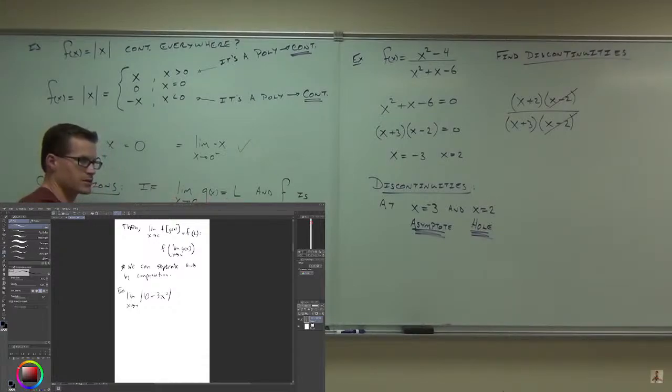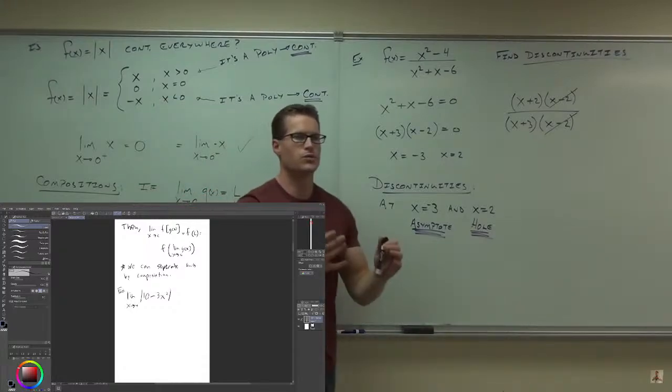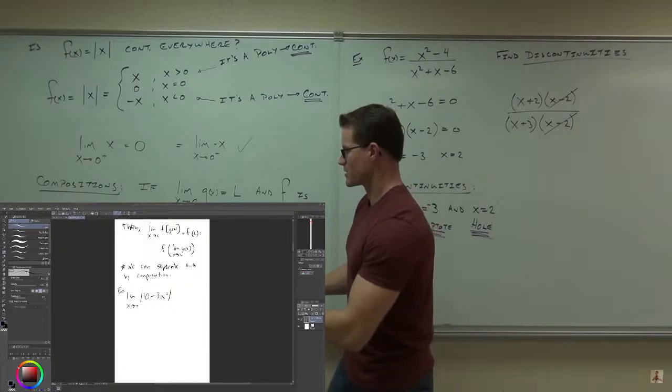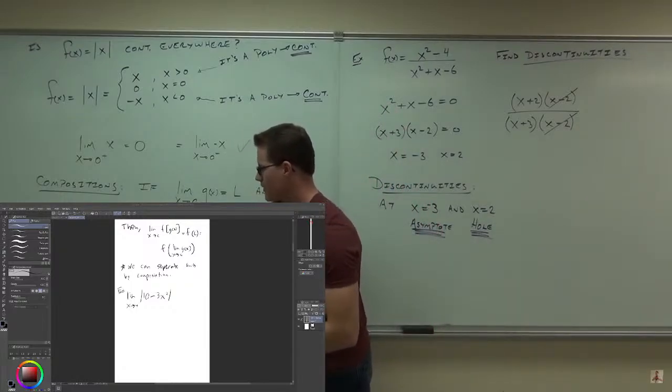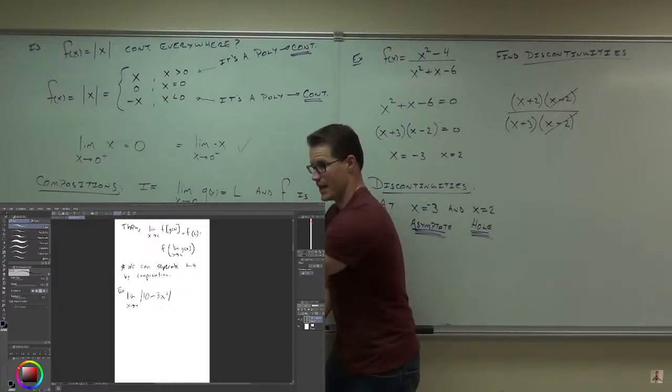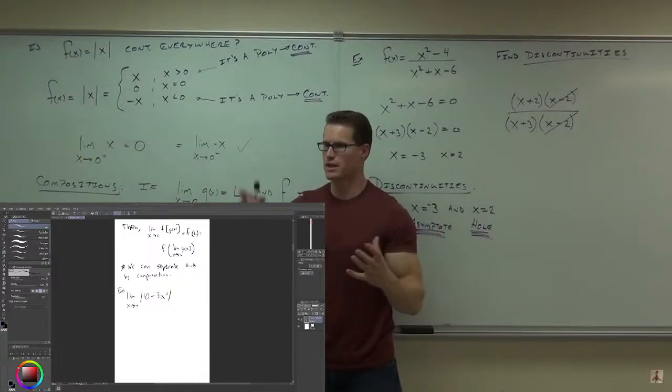L is not just g of x. L is the limit of g of x as x approaches c. What that proves to you is you can separate limits by composition. So look at that. This is a composition of f of g of x. We can pull the f outside of the limit. We can take the limit of the g of x and then apply the function. That's really interesting, yeah.